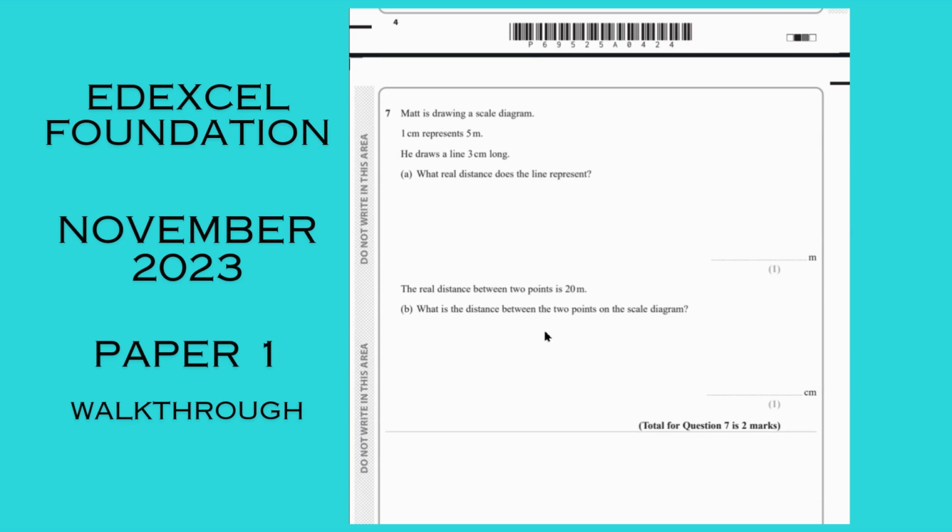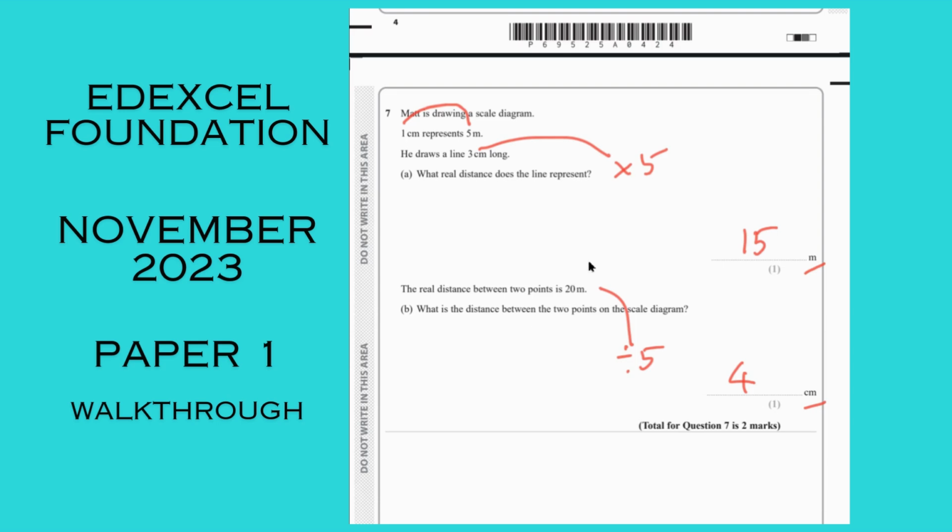Question 7, we've got a scale, which means usually a multiplier, but if working backwards, you'll divide by it. So going from centimetres to metres, your multiplier is 5. So same here, 3 centimetres times by 5 gives you 15 metres. But now working backwards, so do the opposite. We are going to divide by 5 to give us the correct answer of 4.